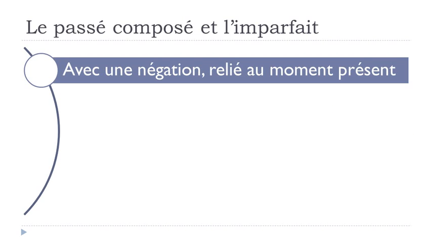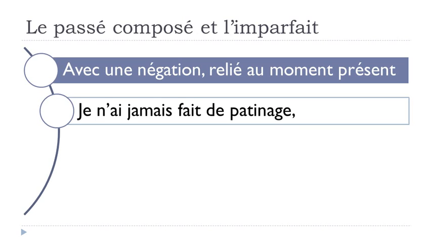All right, so if you want to use, and this is quite important, negative form connected to the present. For instance, if you want to say that, so je n'ai jamais fait de patinage. Patinage is ice skating. You want to say that you never did ice skating. In that case, you should use the passé composé form. Je n'ai jamais fait de patinage.